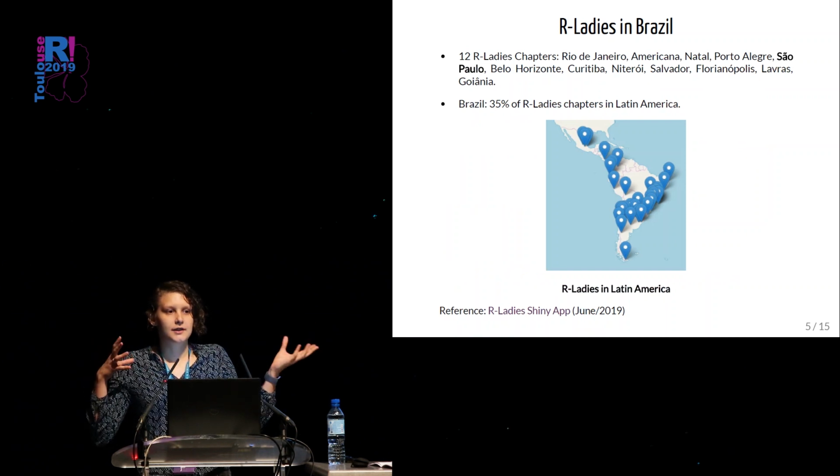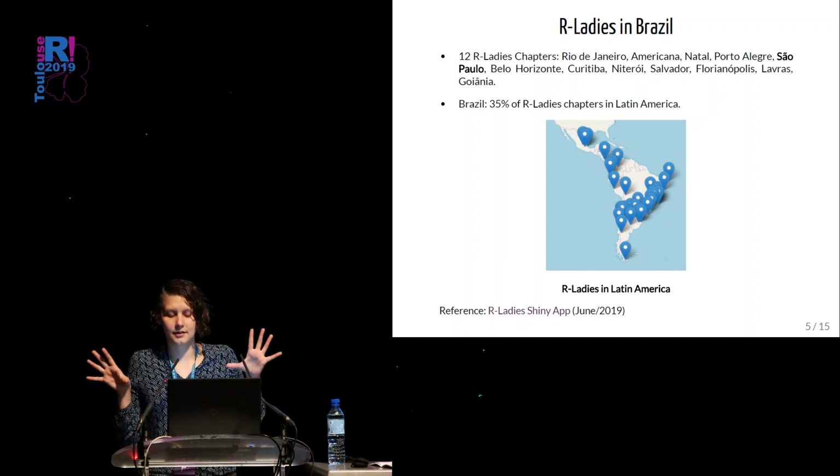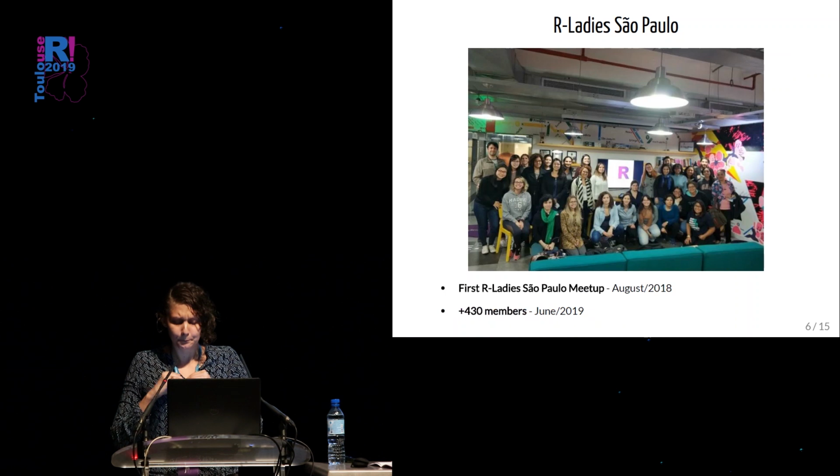35% of the R-Ladies chapters in Latin America are in Brazil. And we have 12 chapters in Brazil. And São Paulo is the biggest city in this country. We have like 12 million people there, and R-Ladies is the only meetup about R in São Paulo, the big city. So we started doing meetups in August 2018, last year, and we already have like more than 400 members on the meetup site.